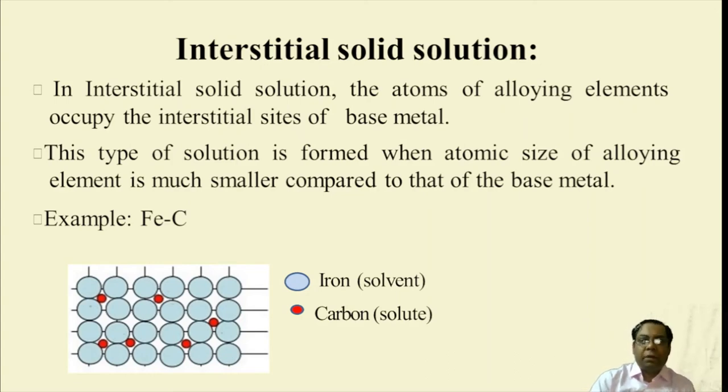This type of solid solution is formed when the atomic size of the solute is much smaller compared to that of the base metal, like the iron carbon system. In the iron carbon system, the iron atoms are very large and the carbon atoms are very small. So within the small space or gap between two, four or multiple adjacent iron atoms, a carbon atom can fit itself within that matrix. So it is called interstitial solid solution.